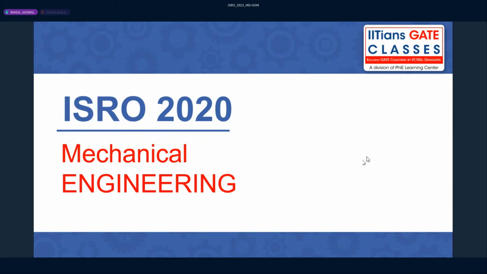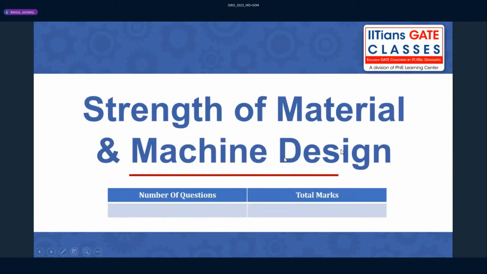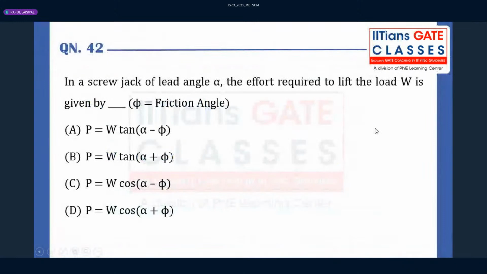So here we will try to see the first question. That is a machine design question. In a screw jack, first of all, read the problem. This is also a most frequently asked question in many examinations.